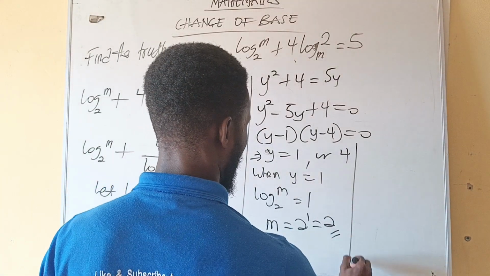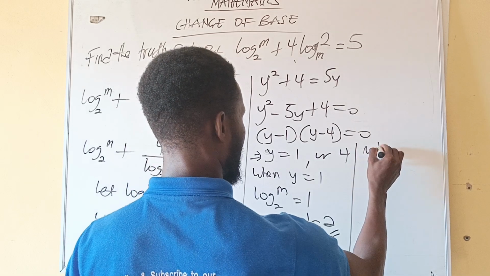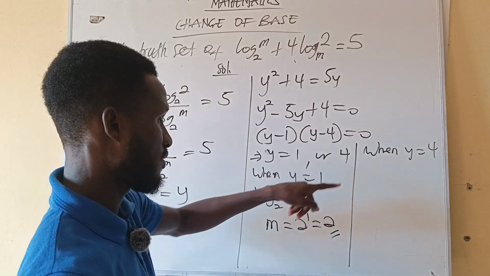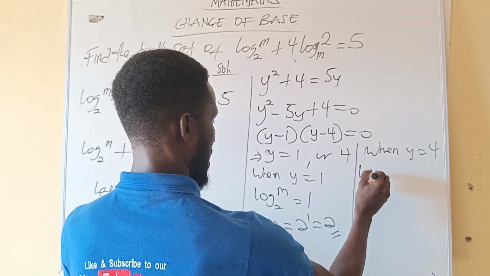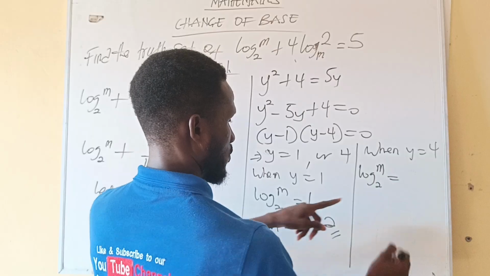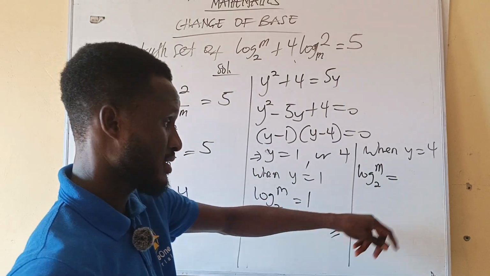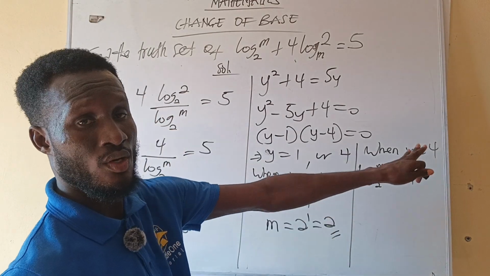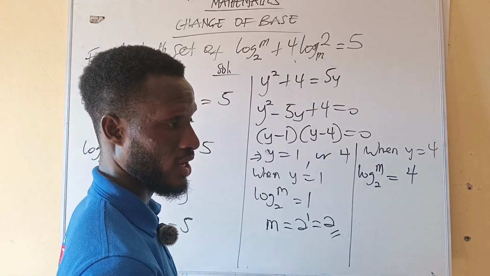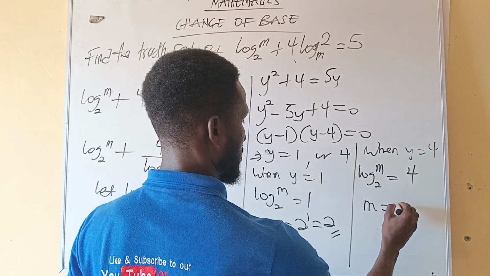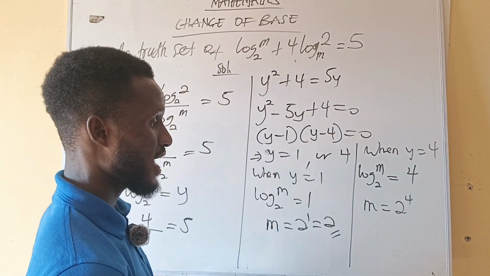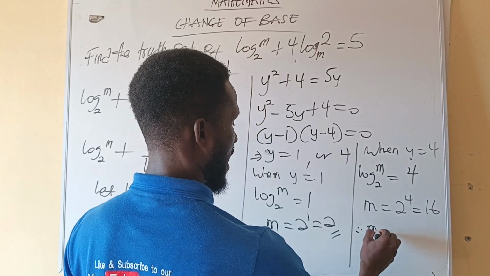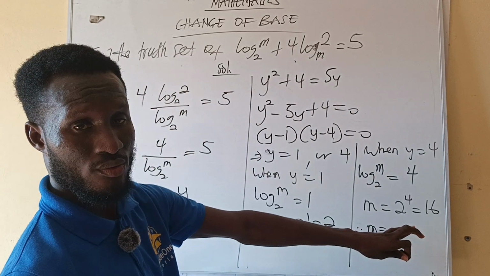Now the second answer for m. When y is equal to 4, log m base 2 is equal to 4. I'm going to use the 2 to raise the 4 by the definition of logarithm. So I'm going to get m is equal to 2 exponent 4. Now, 2 exponent 4 is equal to 16. So it means that we have m is equal to 2 and 16.